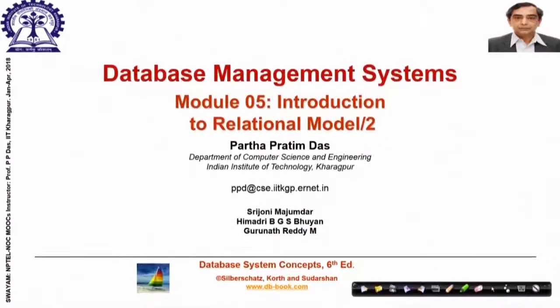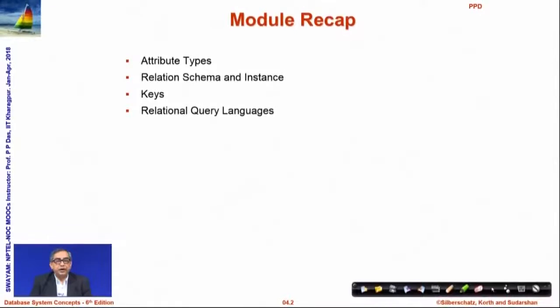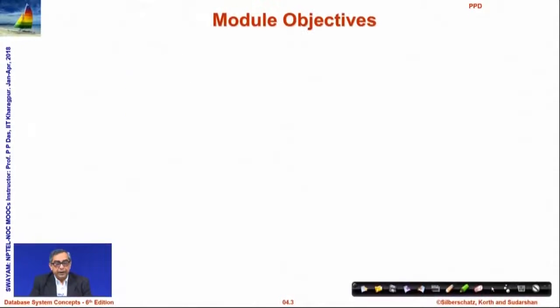Welcome to module 5 of database management systems. In the previous module, we started discussions on introducing the relational model. We will conclude that in this module. In the last module, we talked about attributes, relational schemas and instances in mathematical form, and very importantly, we discussed the concept of keys.